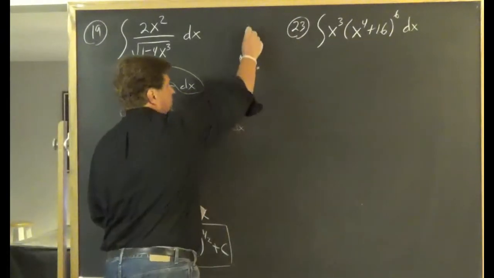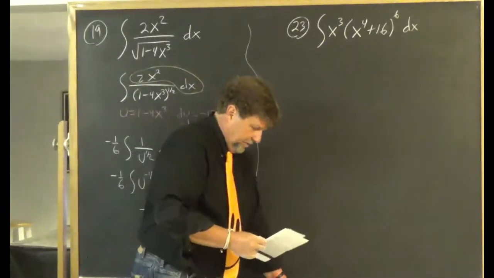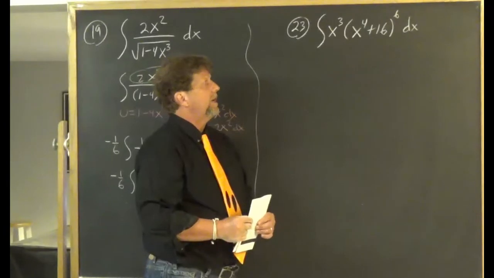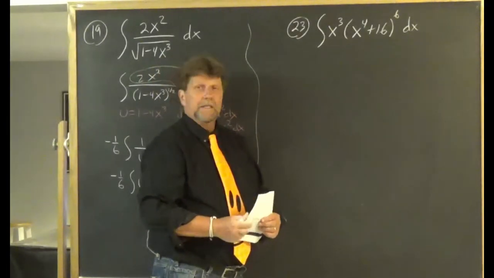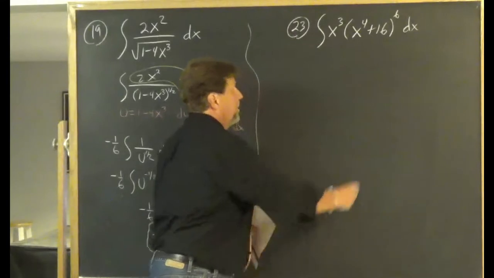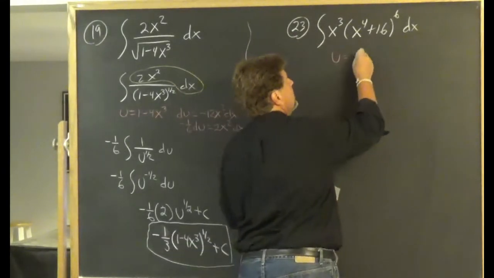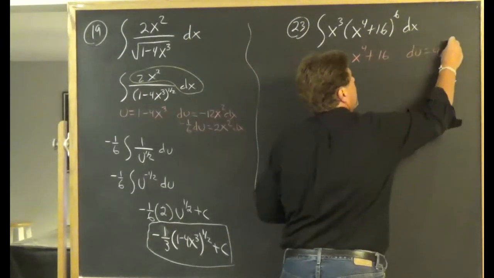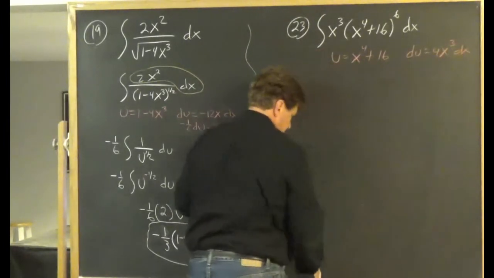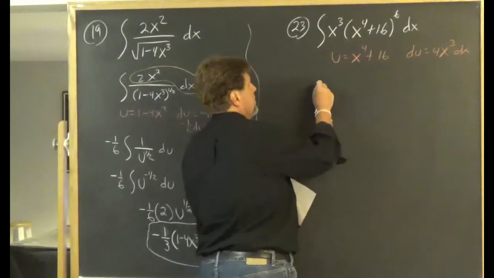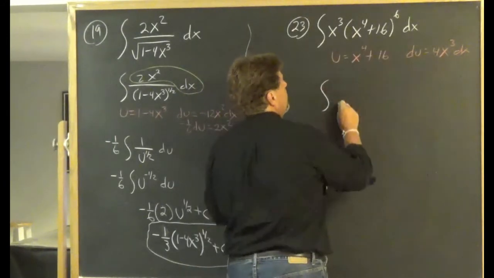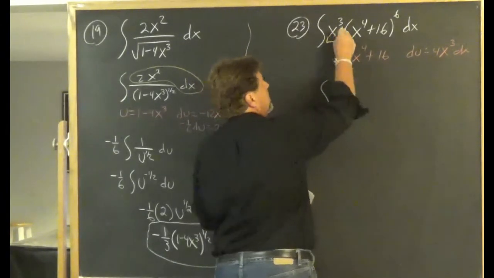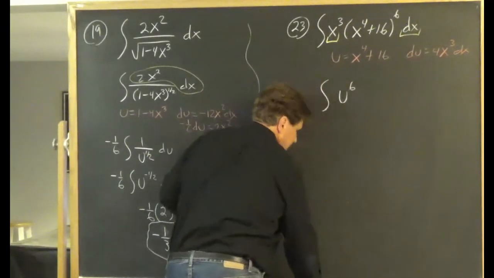All right, 23. We're asked to integrate x cubed times the quantity x to the 4th plus 16 to the 6th power. So, yep, I'd let u equal what's in the parentheses, x to the 4th plus 16. Du is 4x cubed dx. So I substitute in. Here's my u, so I have u to the 6th. I still have an x cubed dx to take care of.